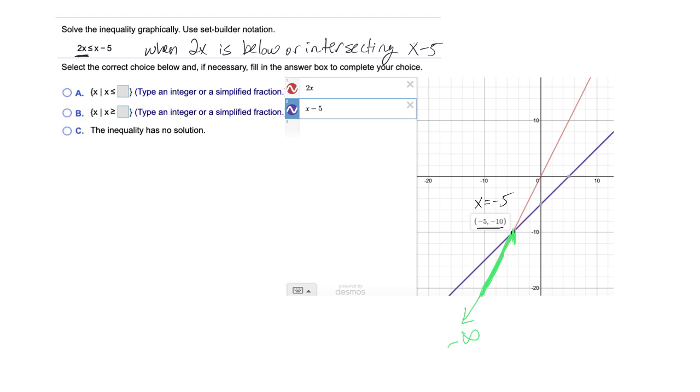-5. X equals -5 is the intersection. Therefore, this is going from x is less than or equal to -5. That's our solution. So you put in -5 here, and that's what you get for your solution, because you're looking for less than or equal to, so it means below and where it intersects, and that's this 2x is below the blue line when it's less than or equal to -5.